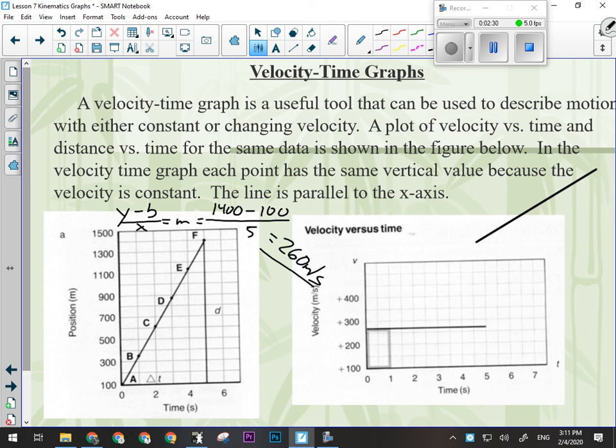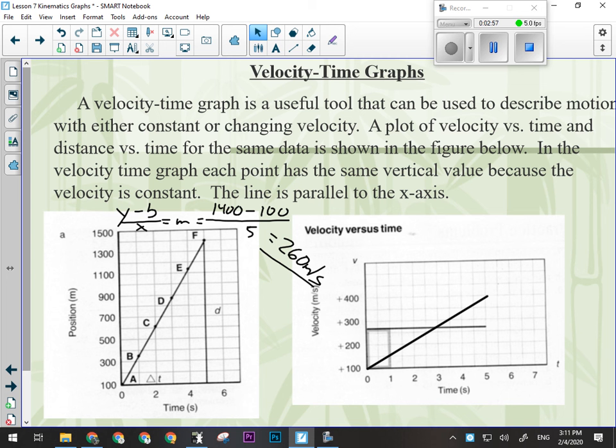All right. What if, instead, this graph looked like this? Now what is that graph showing me? Now it's showing acceleration. Because now it's showing me that the velocity of the object is increasing, or just changing in general. So it's showing an increasing velocity over time.